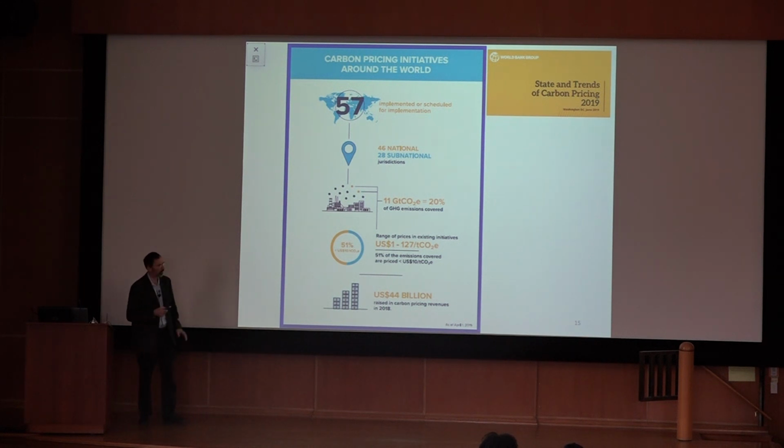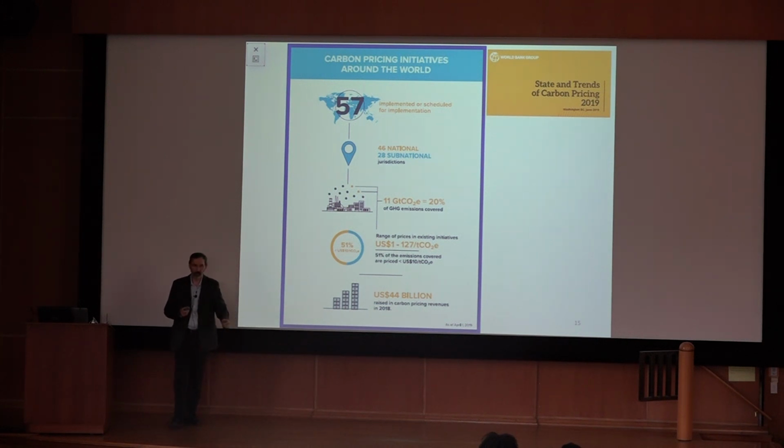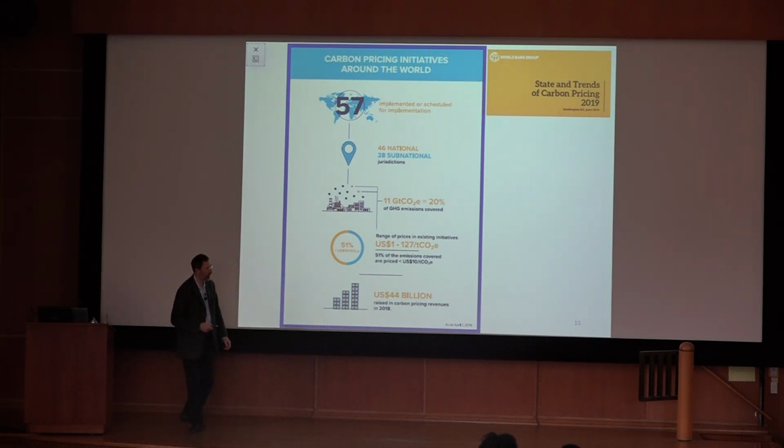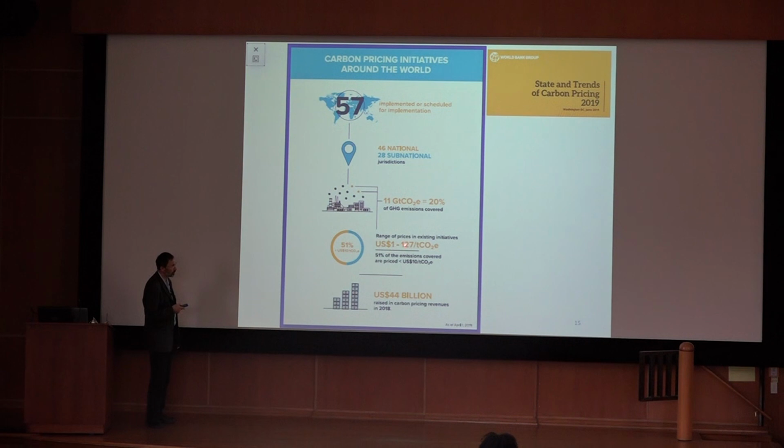About 20%, and we are getting there. But it's pretty small. And what is the range of prices? We want to look at the prices that we put on that. If we cover all of emissions, but with a price that is too small, it doesn't do the job. The range of prices is between $1 and $127 per ton of CO2 equivalent. And the amount of revenues that's raised from that is 44 billion, which is peanuts, if I may say.